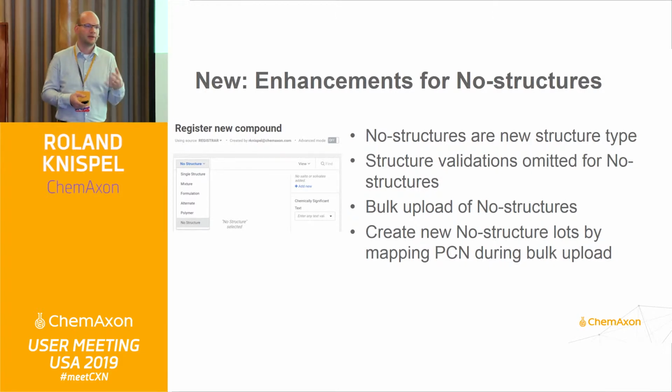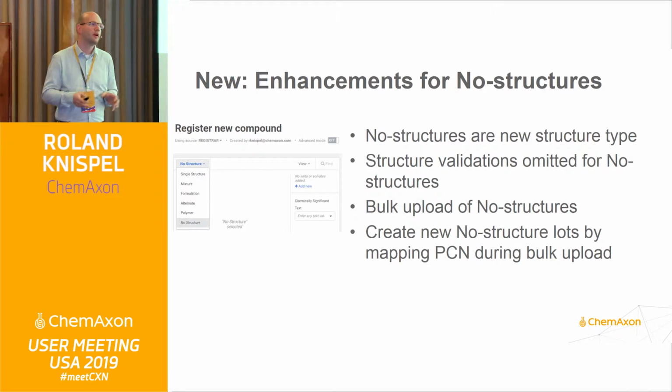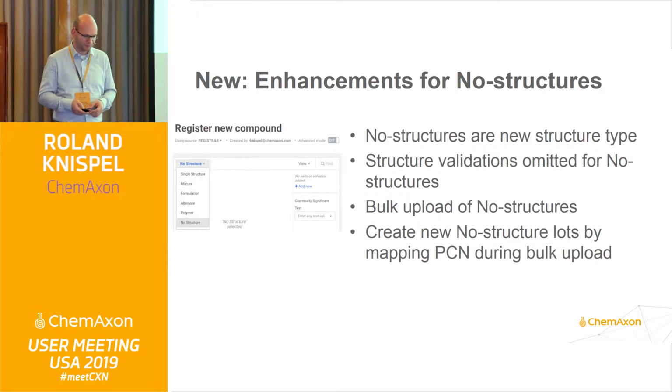Because we're seeing this case happening more and more, we've decided to actually bring this into a bespoke no structure type, for which we also don't run structure quality checks simply because it doesn't make sense. And we also have mechanisms built in so that, if you know the identifiers of no structures, through a bulk upload you'll be able to upload new lots of already existing no structures because it's essentially the same sample.